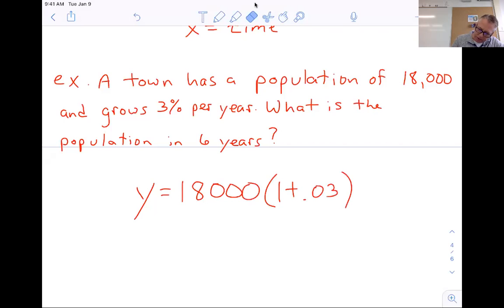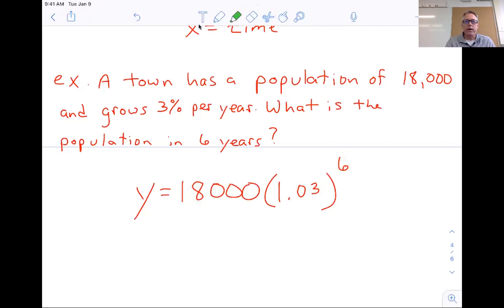So let's be mathematicians here, right? So that is 1.03. And then my time is 6 years. And that's it. From there, we're just going to plug it into our calculator. But looking at this, I want you guys to be able to look at this and say, all right, this is our initial amount of 18,000. And this tells me that we're growing at 3% because it's 1 plus 0.03. And then this means for 6 years.